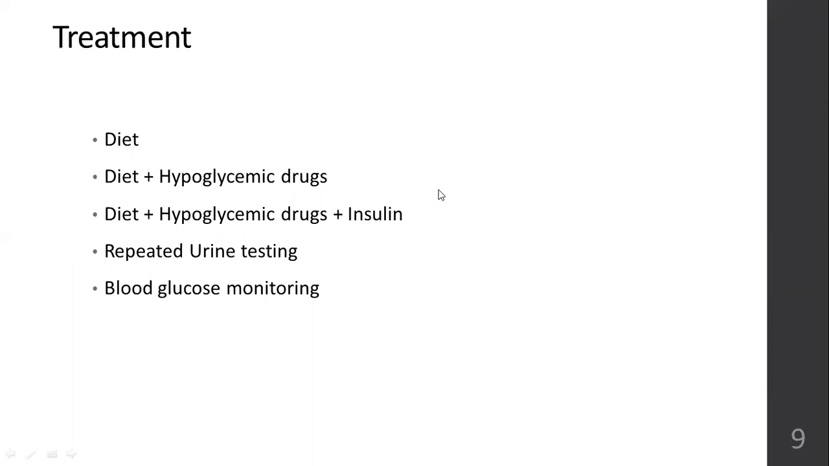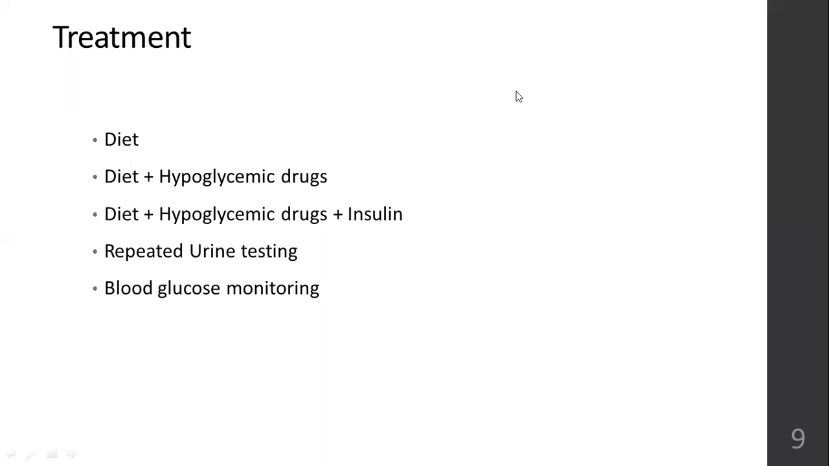Now coming to the treatment. Medical treatment, pharmacological treatment, we will not discuss. Treatment of diabetes comes in different categories. Certain categories of diabetes you can manage just with diet. Other categories you will require diet along with some hypoglycemic drug like metformin. Metformin is the most common drug. Then diet plus hypoglycemic drug, and in some cases, diet, hypoglycemic drug, and insulin.